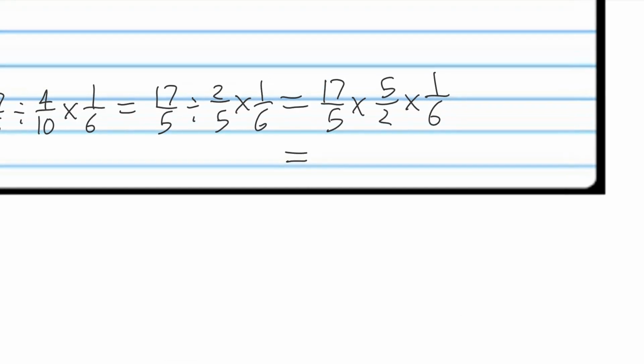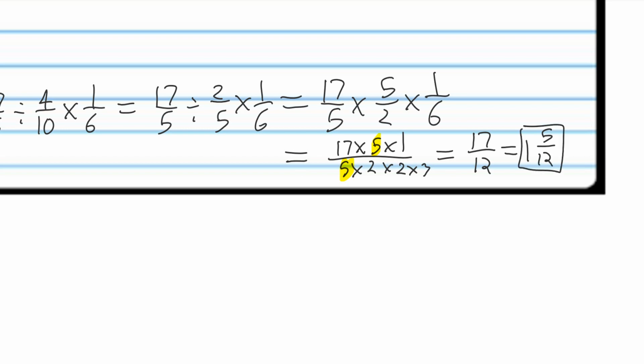Anyway, we just multiply straight across, and we get 17 times 5 times 1 over 5 times 2 times 6. But 6, I'm just going to write as 2 times 3. So we just have one thing here that can cancel out. On the top, we end up with 17 times 1, which is 17. And on the bottom, we have 2 times 2 times 3, which is 12. That's an improper fraction. 12 goes into 17 one time, and there's a remainder of 5. Just rewrite the denominator. So 1 and 5/12.